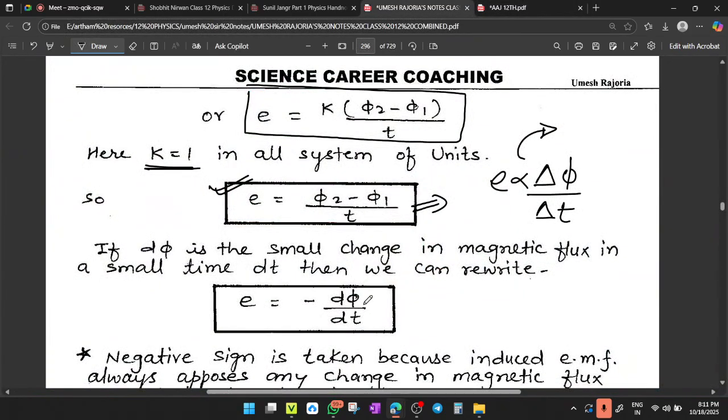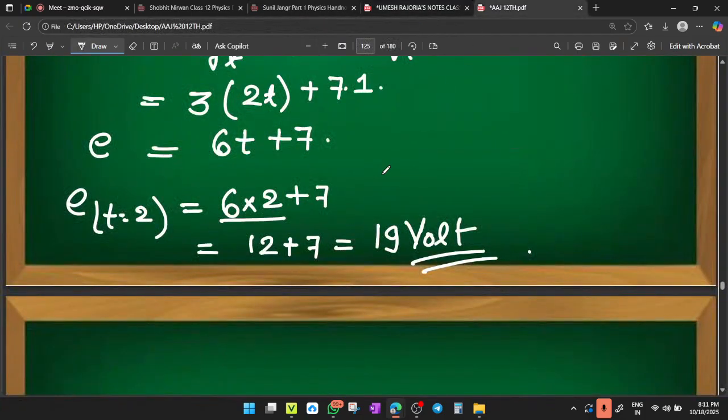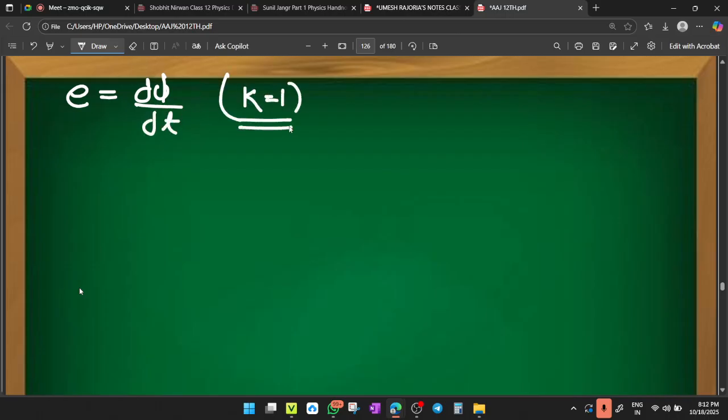Yes. So this is called Faraday's law. Faraday's second law only gives the magnitude of EMF produced during electromagnetic induction. And Faraday's magnitude of EMF is given by E is equal to d phi by dt, because it has taken the value of constant K equals 1.